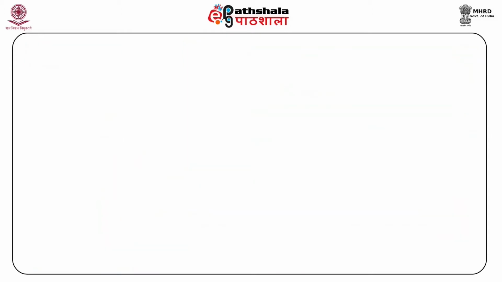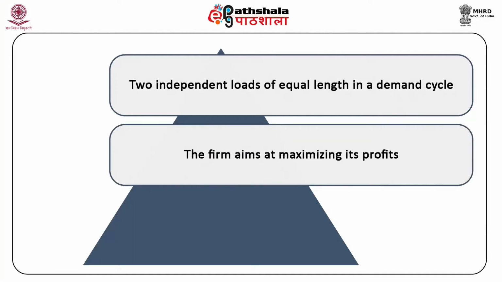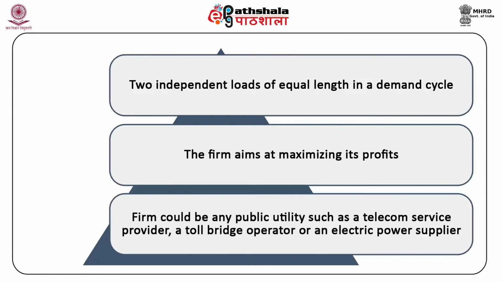For instance, we follow a simple model assuming two independent loads of equal length in a demand cycle, such as a single day. The firm aims at maximizing its profits. This firm could be any public utility, such as a telecom service provider, a toll bridge operator, or an electric power supplier, or any other good or service with the above mentioned three characteristics.